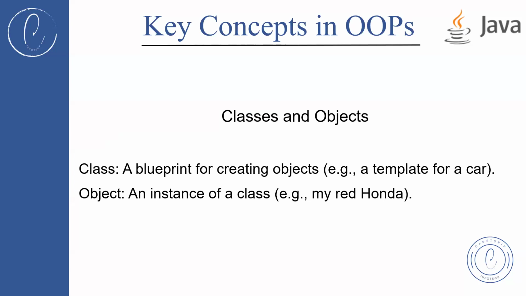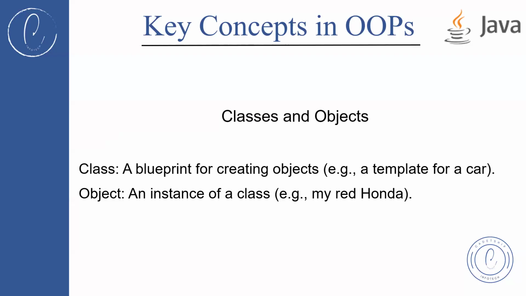So, what is a class? A class is just a blueprint for creating objects, and an object is an instance of a class. So, what do these two lines mean? A class is just a set of objects which share common properties and behavior. It is a user defined blueprint according to which our objects are created.